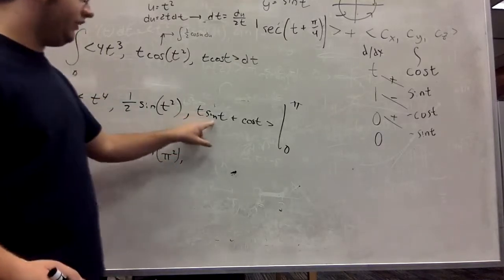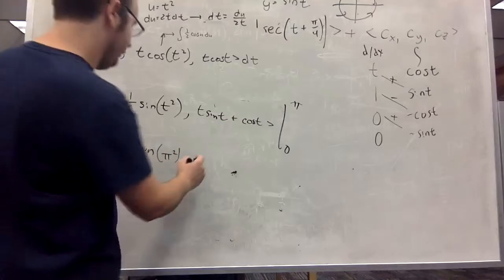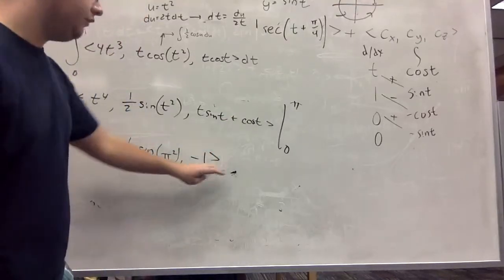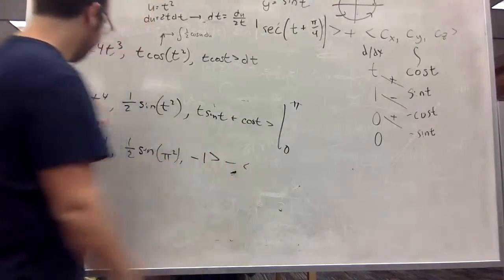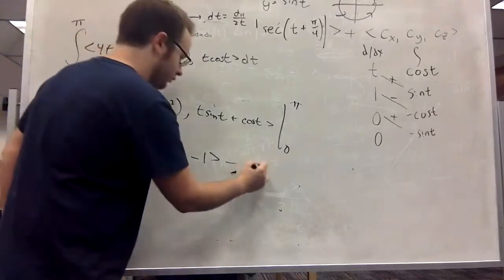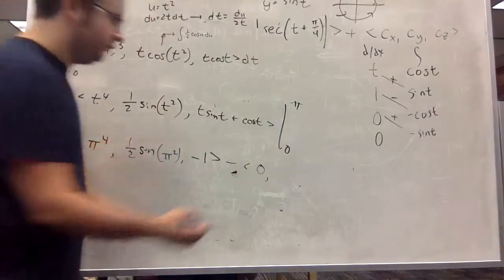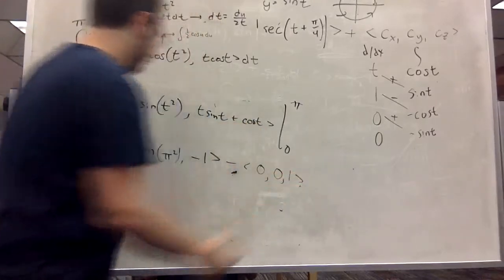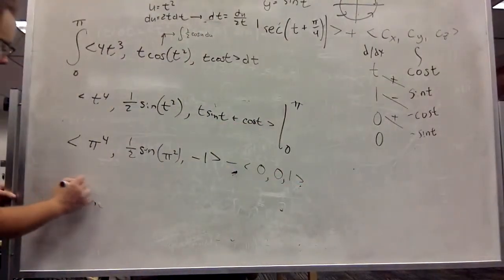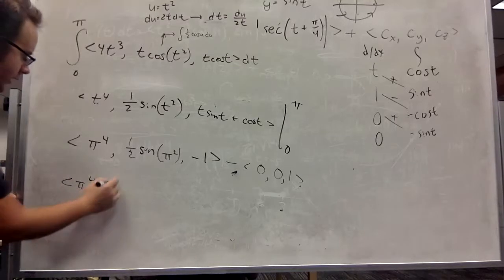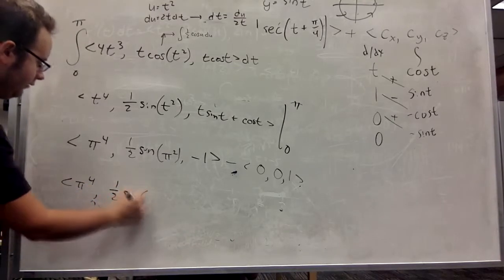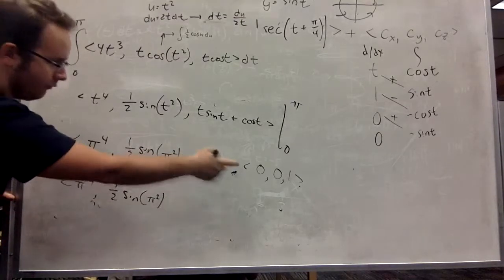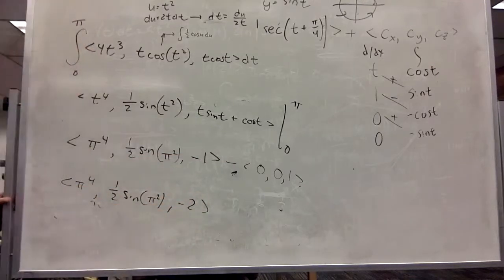Comma, plug in pi here, sine of pi is 0, cosine of pi is -1. Minus what you get when you plug in 0. When I plug in 0 here, I get 0. When I plug in 0 here, I get 0 plus cosine of 0, which is 1. So I get a final answer of pi squared, comma 1/2 sine of pi squared. -1 minus 1 is -2, and that's your answer.